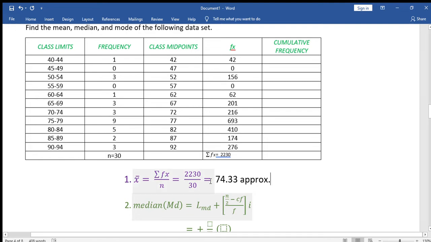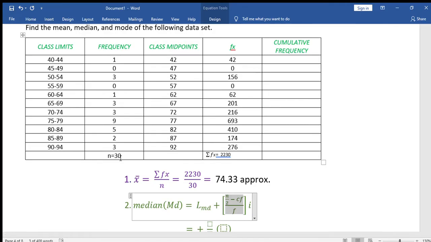So here in our example, how do we find out the median class? The median class can be determined by using your n over 2. That n over 2 is very useful in determining your median class. So what is our n over 2? If we have our n which is equal to 30, that's equal to 15, correct? How did I get 15? I divided 30 by 2. 2 is constant, you cannot change that.